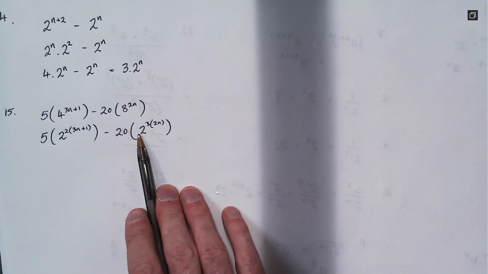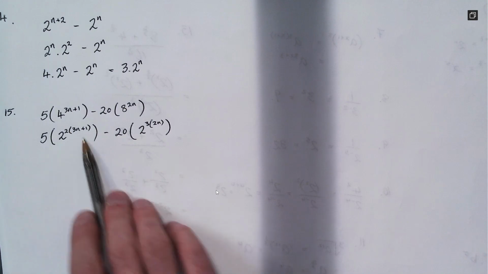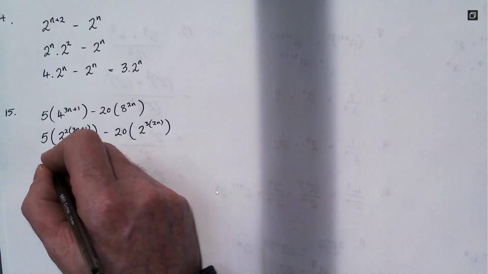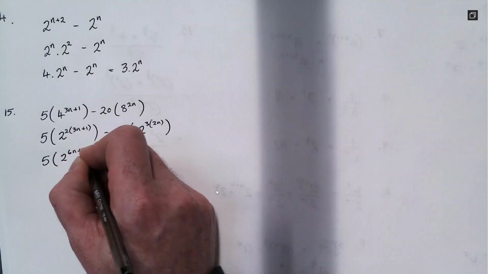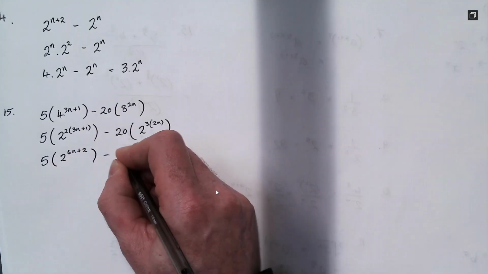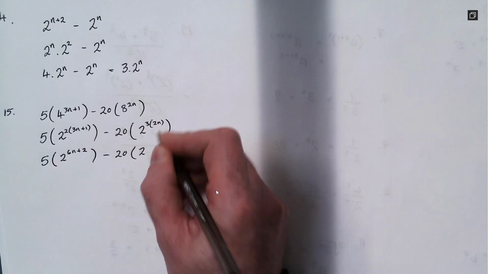So 2 cubed is 8 and 2 squared is 4. Then the brackets: you have 4 times 2 to the power of 6n plus 2 minus 20 times 2 to the power of 6n.